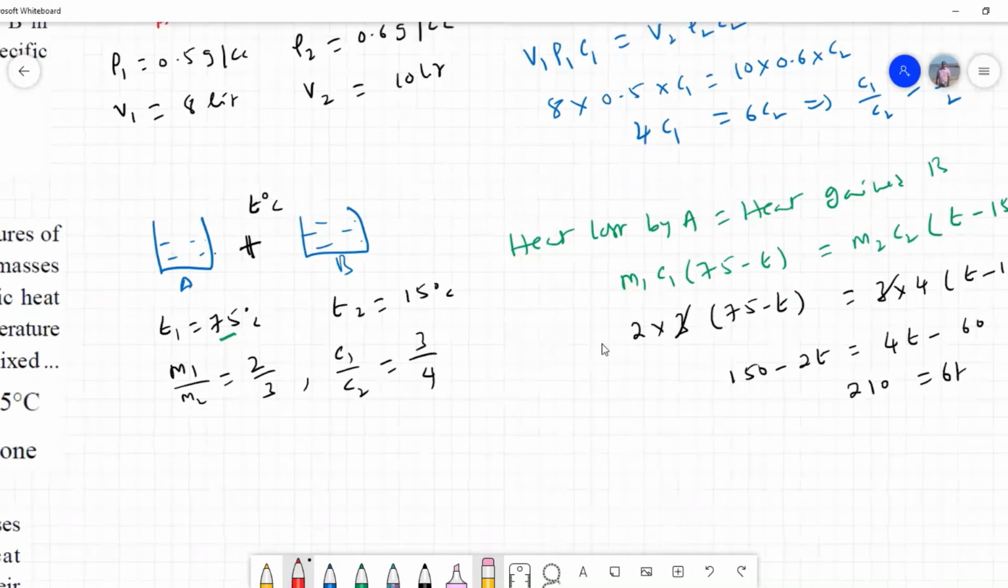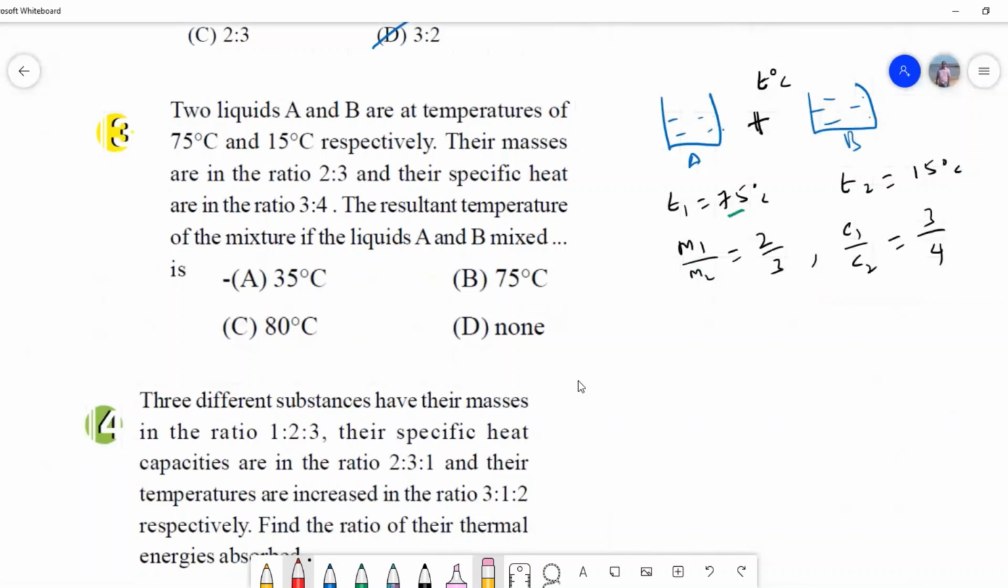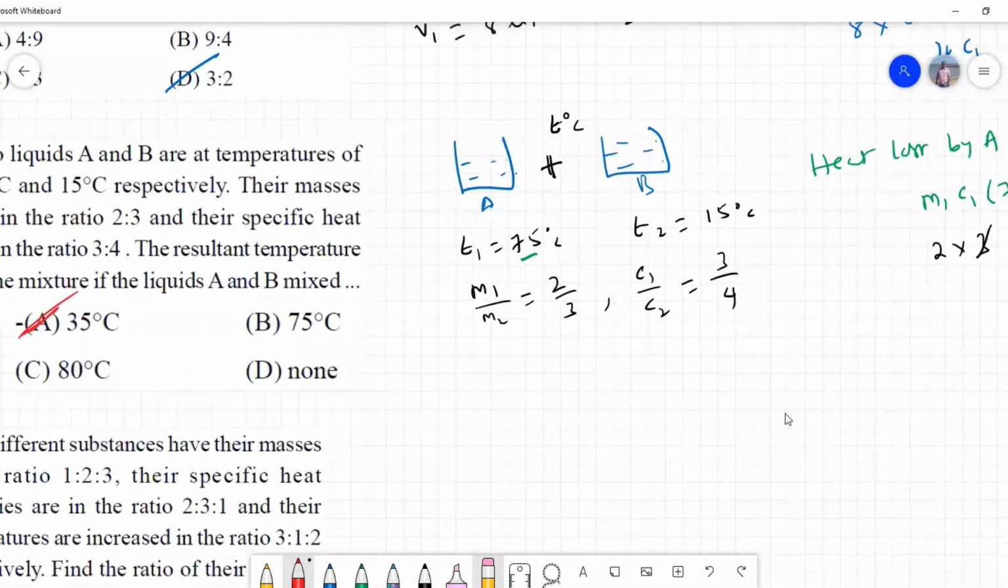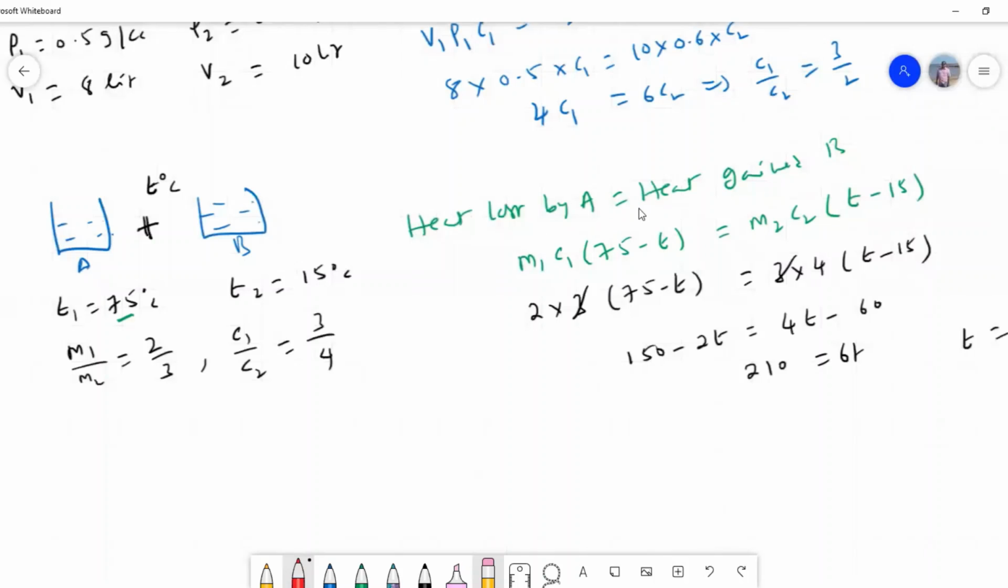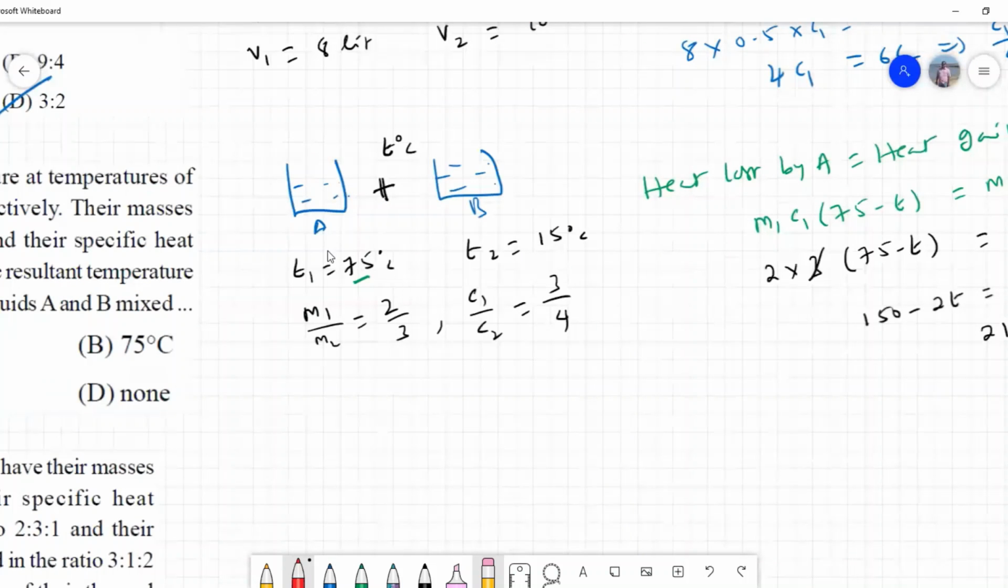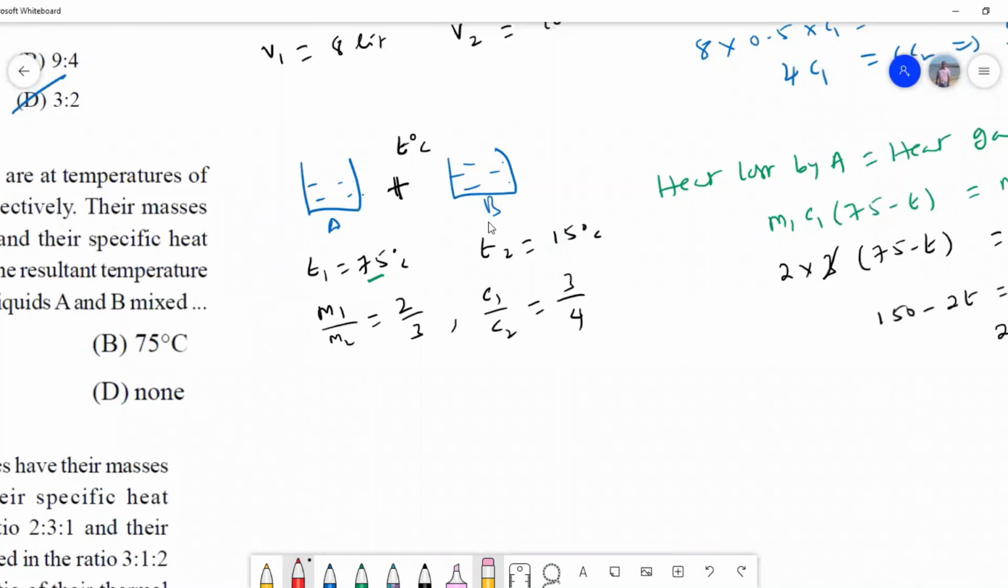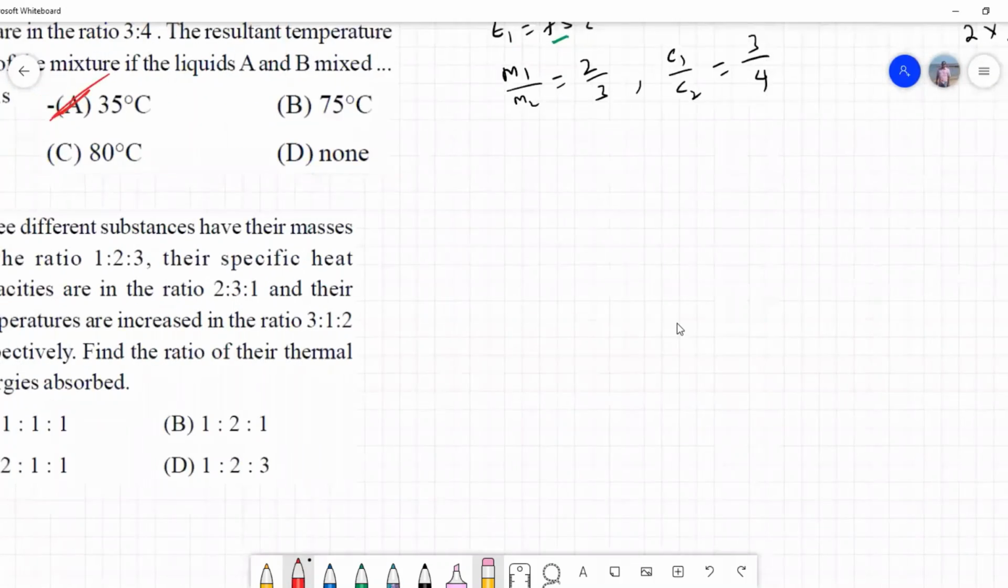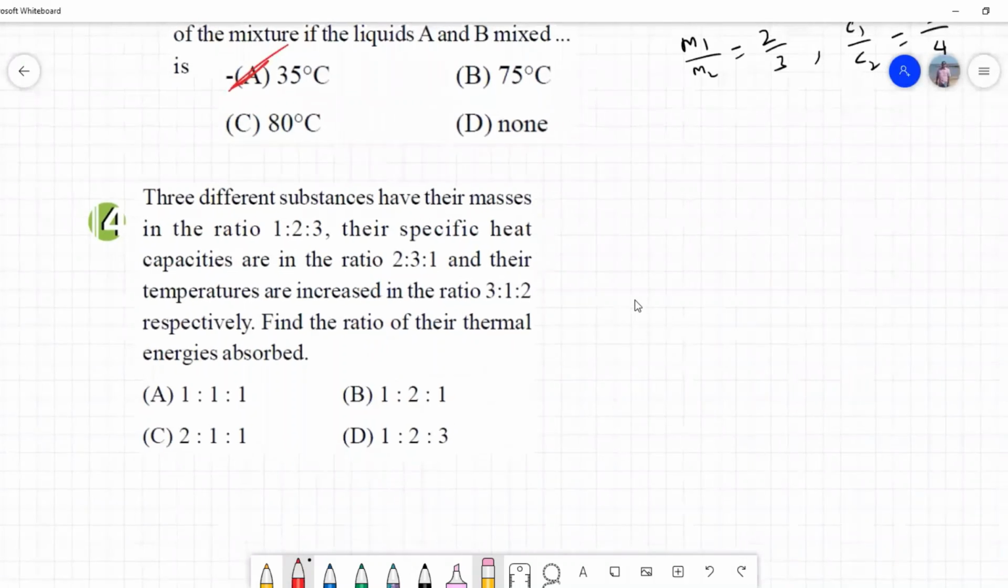So let me check the answer. Yes, 35 degrees centigrade is the first option. So very simple problem. We equated heat lost by A is equal to heat gain by B. Why? Because A is at higher temperature, B is at low temperature. So when we mix them, A will lose heat. Let's move on to problem number 4.